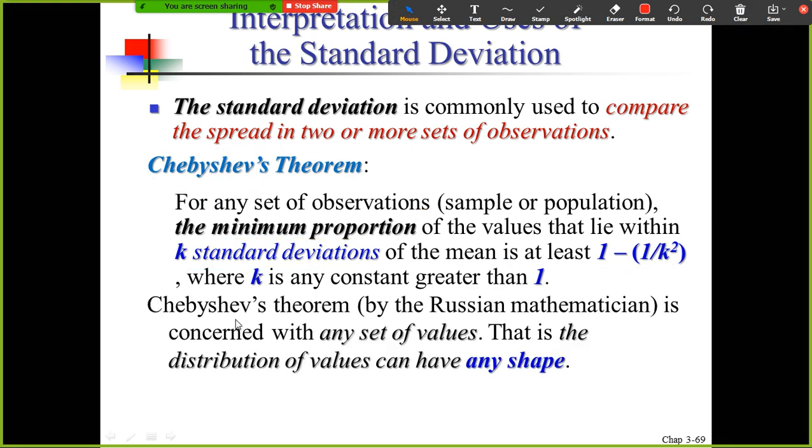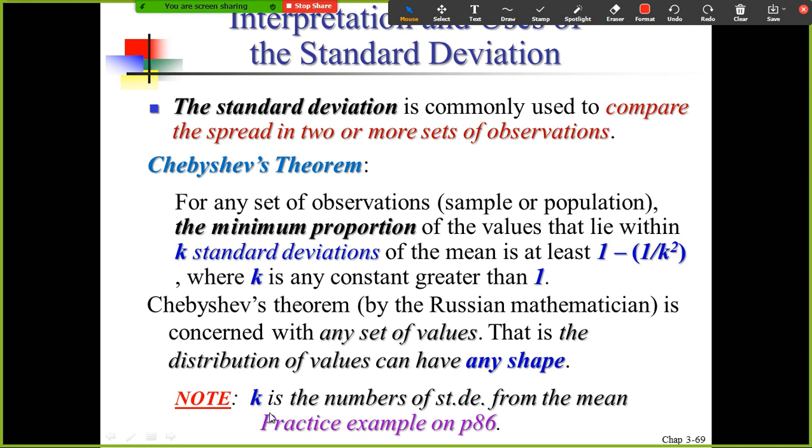Okay, so the Chebyshev theorem by the Russian mathematician is concerned with any set of values, any set of data, so the distribution of values of data can be any shape. It can be symmetric or non-symmetric. Non-symmetric, based on what we have seen so far, would be skewness, skewed to the right or skewed to the left. K is the number of standard deviations from the mean.